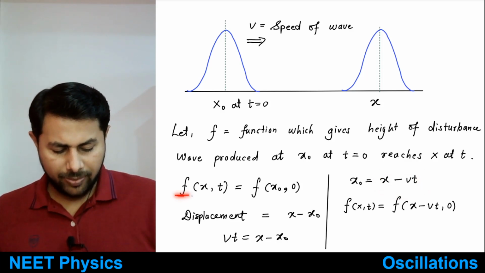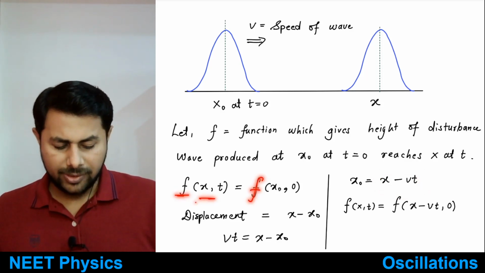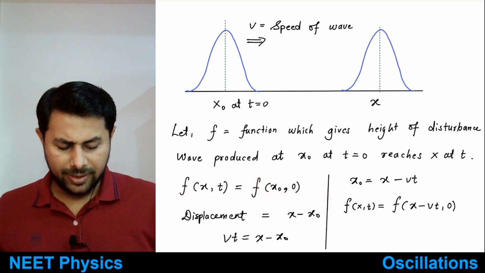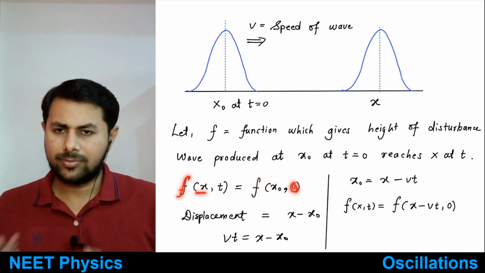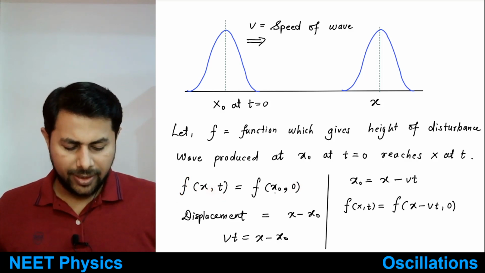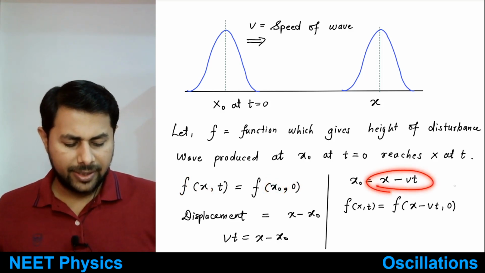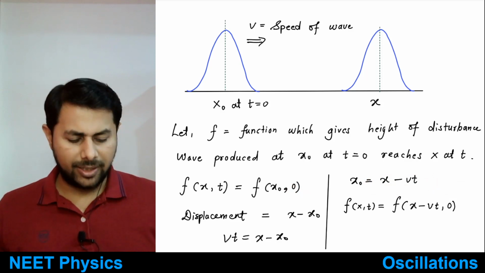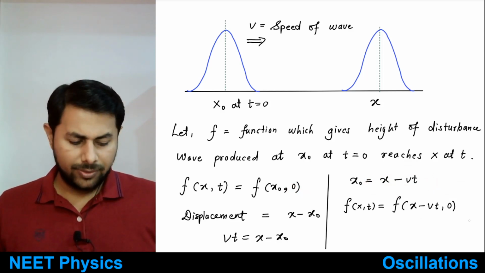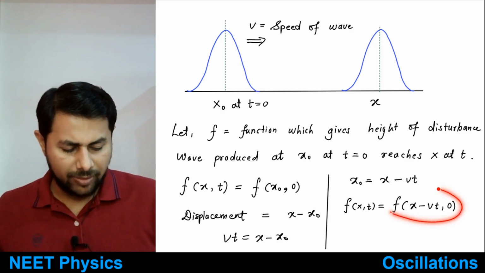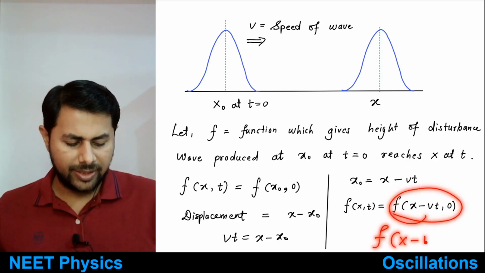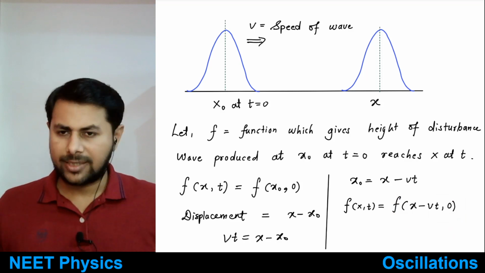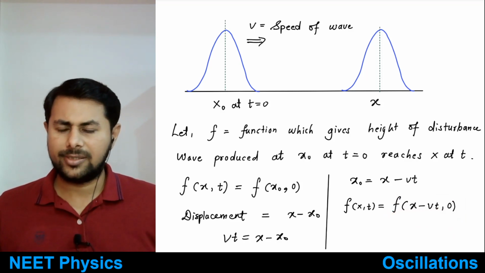So here f of x, t can be written as f of, in place of x naught, x minus vt, at t equal to 0. So f of x and t can be written as f of x minus vt, and in place of time I just substitute 0 because the wave originated at t equal to 0. So it tells us that this wave must be a function of x minus vt. Both dependencies on position as well as time come in this one. Is this thing clear to everyone?